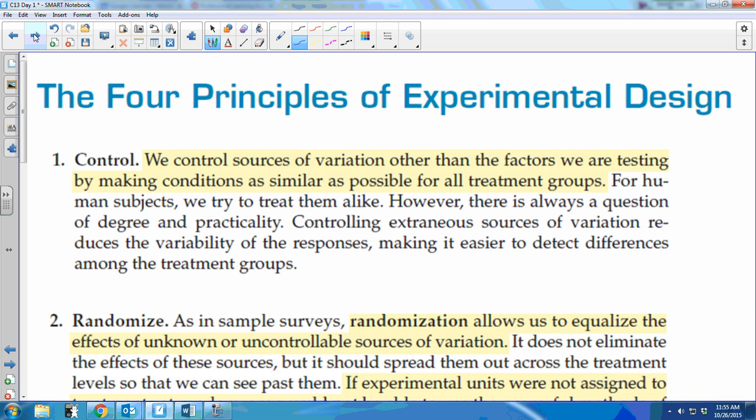4 things you want to keep in mind. You want to have some aspect of control, and we can talk more about specific controls tomorrow. But in general, not like an actual control group. We'll talk about that tomorrow. In general, we want to control sources of variation.